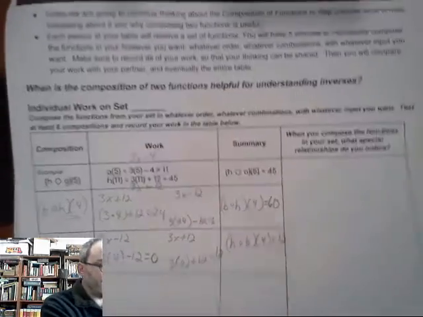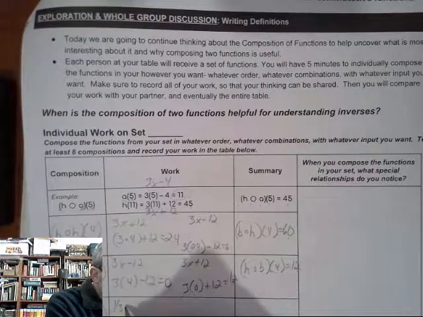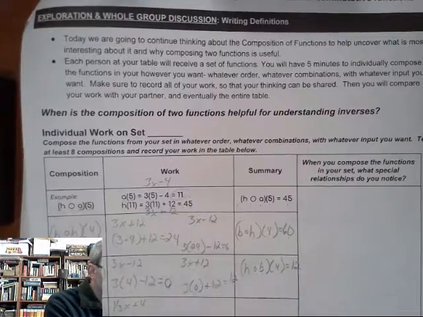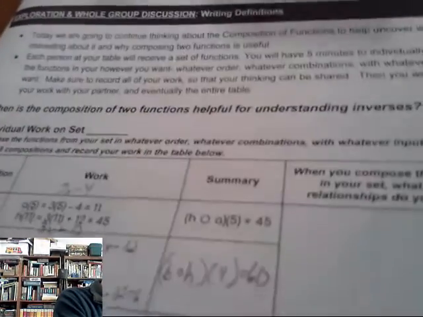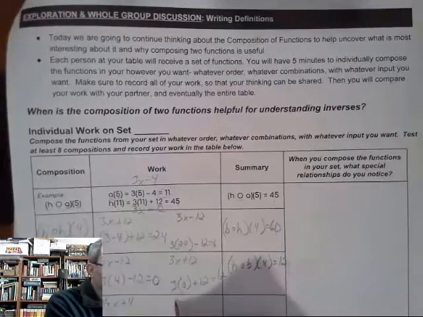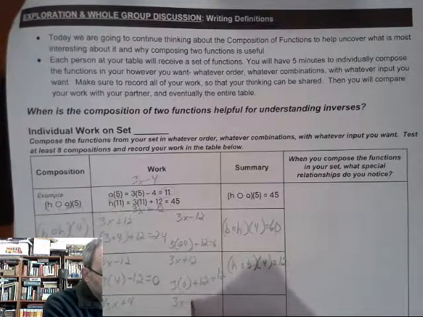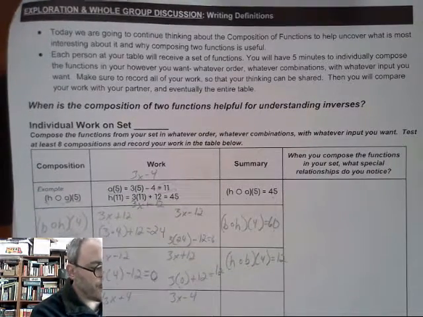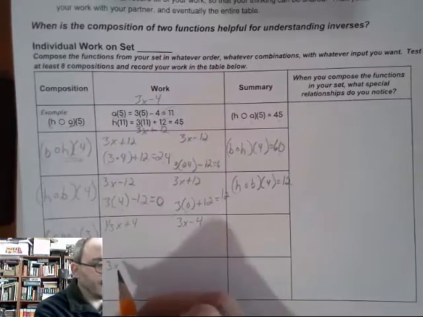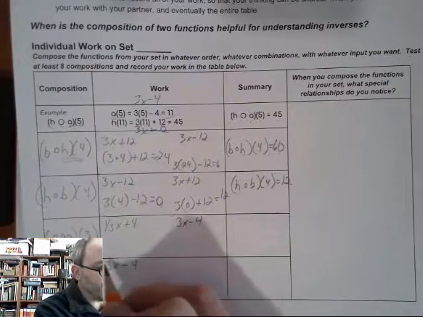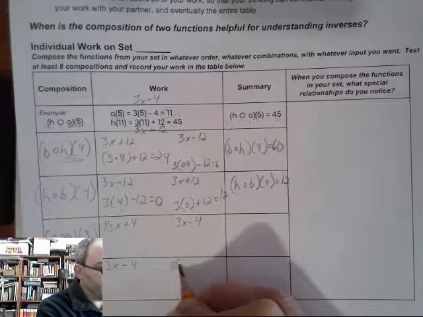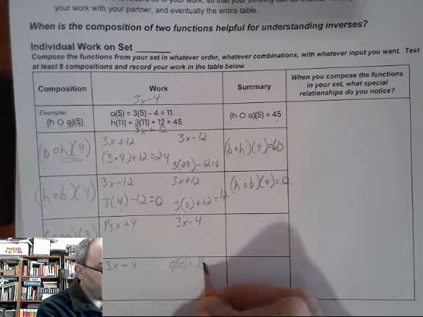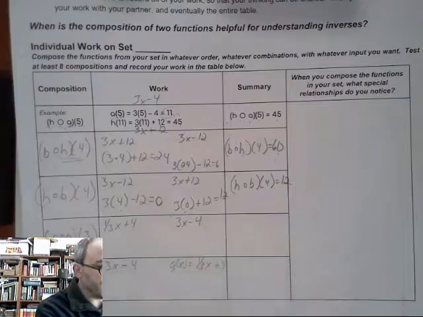And I'm going to write down my functions just so I remind myself so I don't have to keep flipping. The g of x is 1/3 times x plus 4. A of x is 3 times x minus 4. And then when I reverse it, I'm going to do the a first. So I'm going to put 3x minus 4 over here. That's my a of x. And my g of x is going to go over here. It's 1/3 x plus 4. All right.